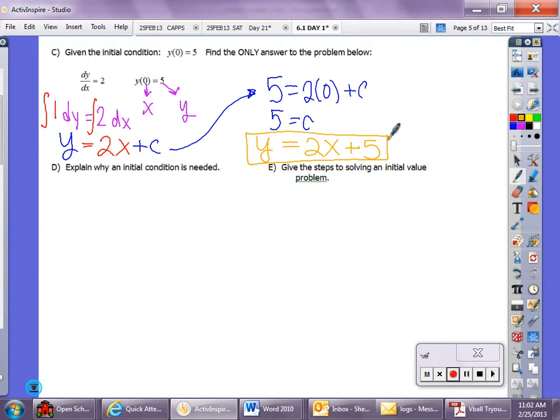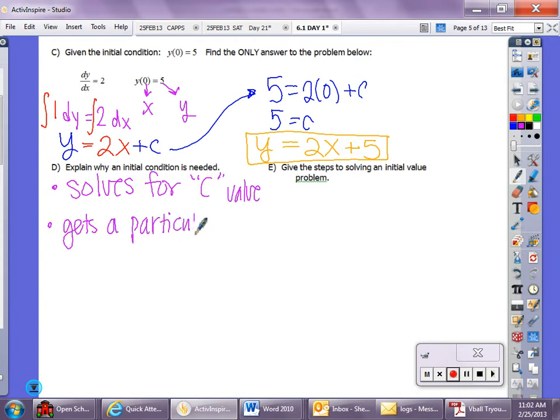Explain why an initial condition is needed. So what did we end up needing that for? It went from the general solution to the one particular solution. So two different ways to say it: solve for the c value gets a particular solution. And I'm saying the word particular because it comes out on the AP. Find the particular solution, y equals f of x. That's what it means.